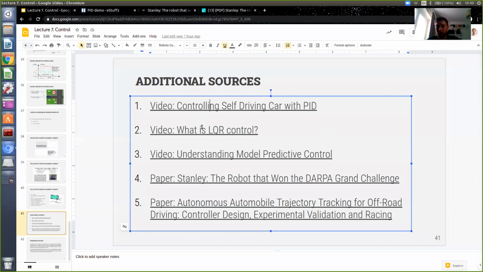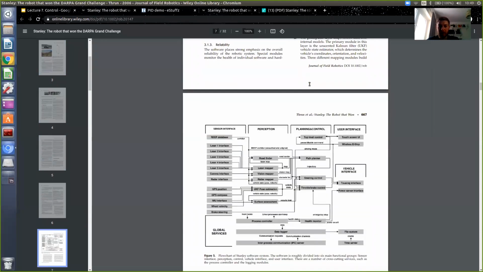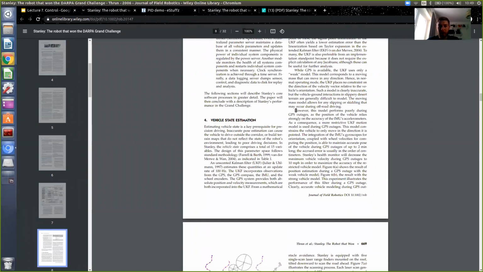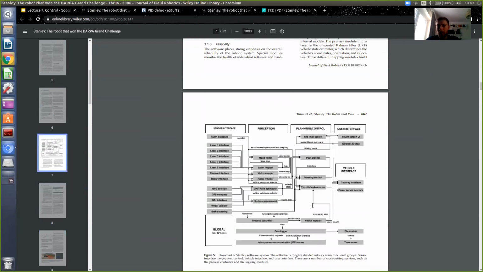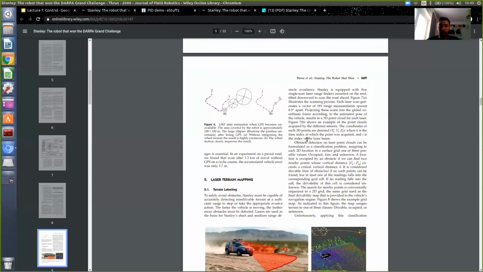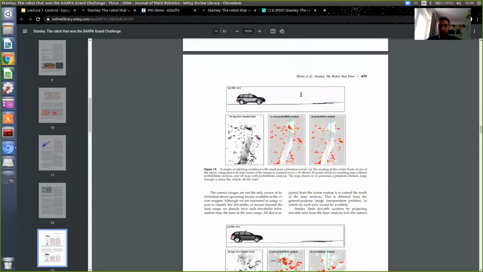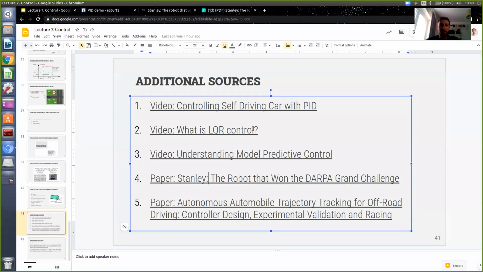And there are also videos on linear quadratic regulator and model predictive control. There is also a link to this paper, Stanley. Read it if you are interested. This is a really good explanation of how the whole autonomous car works. They run through the different systems they developed and describe how each system was working. Since it was about 15 years ago, the whole system was much simpler than modern autonomous cars. So it is really easy to understand and gives you a sense of what problems are usually faced when building autonomous robots or self-driving cars.